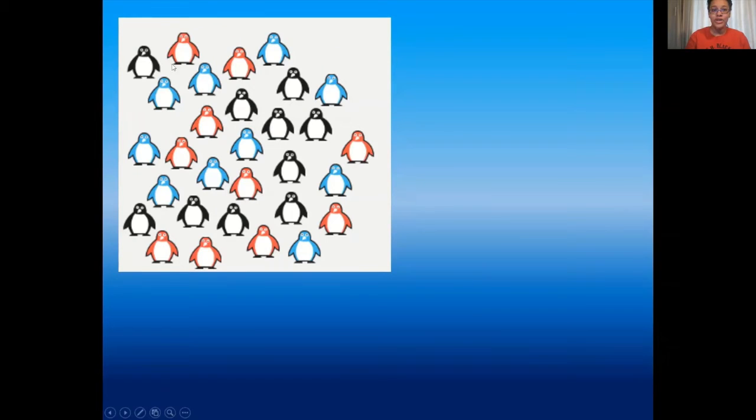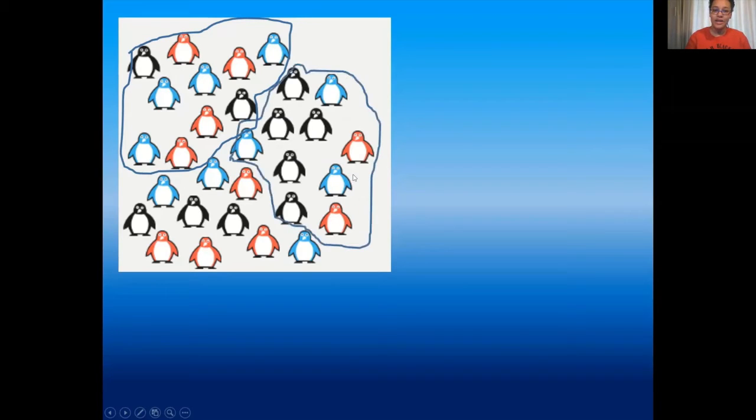So 1, 2, 3, 4, 5, 6, 7, 8, 9, 10. So we'd circle one group. Okay, 1, 2, 3, 4, 5, 6, 7, 8, 9, 10. We would circle another group. So this last group, let's double check. 1, 2, 3, 4, 5, 6, 7, 8, 9, and 10.